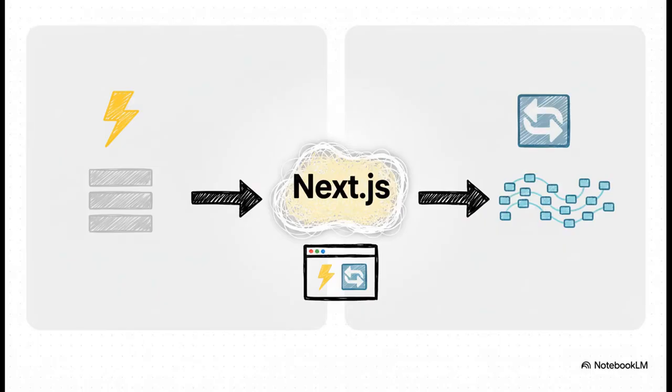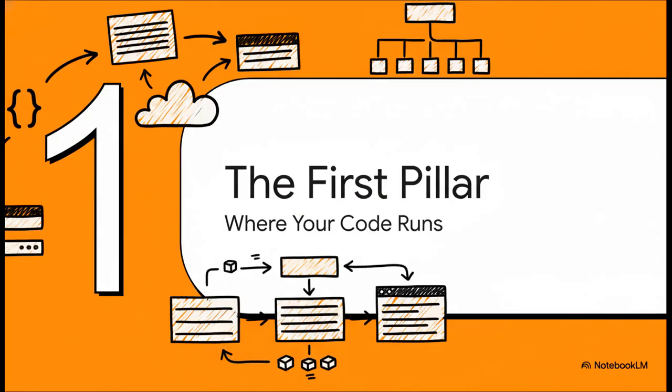But what if you didn't have to choose? What if you could have both speed and freshness? Well, that's exactly the problem Next.js is designed to solve, and it does it with some really clever rendering strategies. Okay, to really get how Next.js pulls this off, we need to understand two key ideas, two pillars.